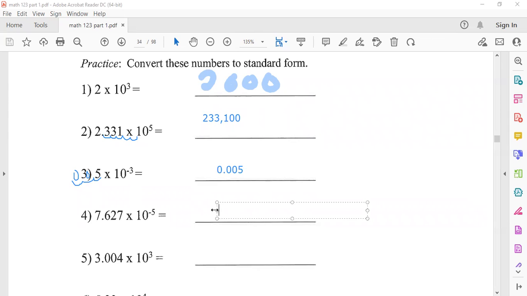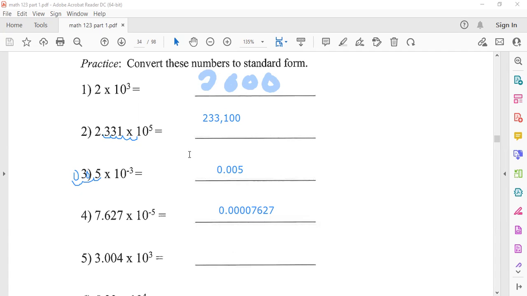So here, I need to move it 5 places to the left. It doesn't matter that we already have 3 places to the right. We still have to move it 5 places to the left. So it's going to use up one of those places to jump over the 7. And then we still need 4 zeros after the decimal point. So 0.0000 7627.